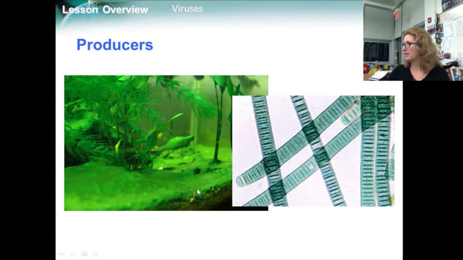Cyanobacteria, right here, in the genus Anabaena, form filamentous chains in ponds and other aquatic environments where they perform photosynthesis. Photosynthetic prokaryotes are among the most important producers on the planet. Food chains everywhere are dependent upon prokaryotes as producers of food and biomass.